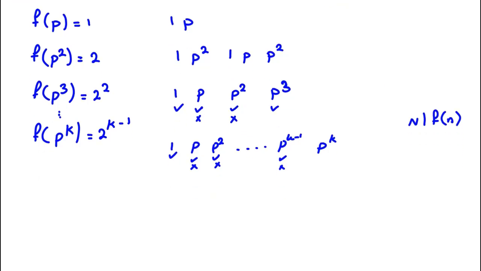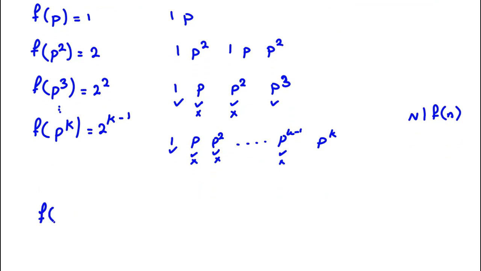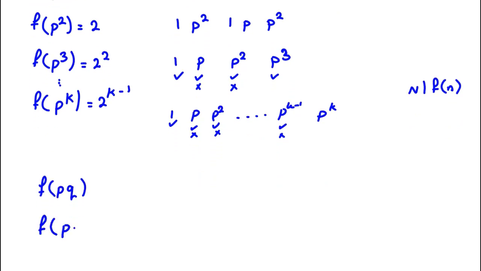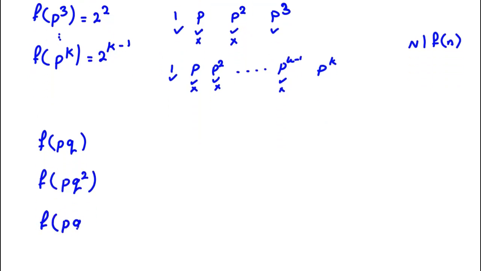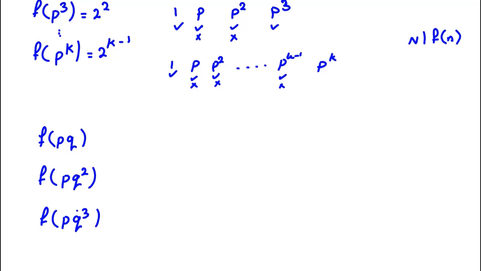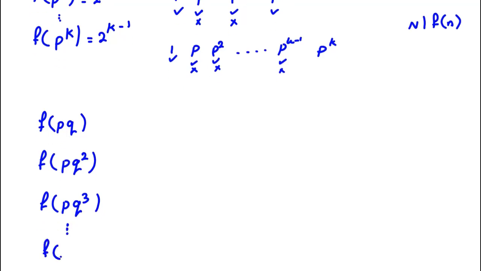Now we consider two primes. Okay? So f of pq is what? Then we want to consider f of p q squared is what? Then we want to consider f of p q cubed is what? Okay, we consider first power, and then at the end we want to find f of p q to the k is what? Try this part first on your own.